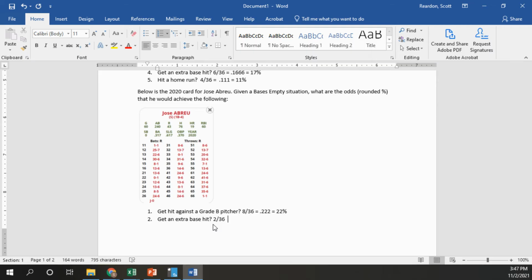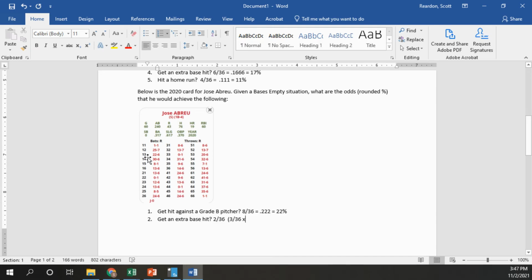Now here's where it gets tricky. How many zeros does he have on his card? He has 1, 2, 3 zeros. So we would say he has a 3 out of 36 chance, 3 zeros, of getting an extra base hit.